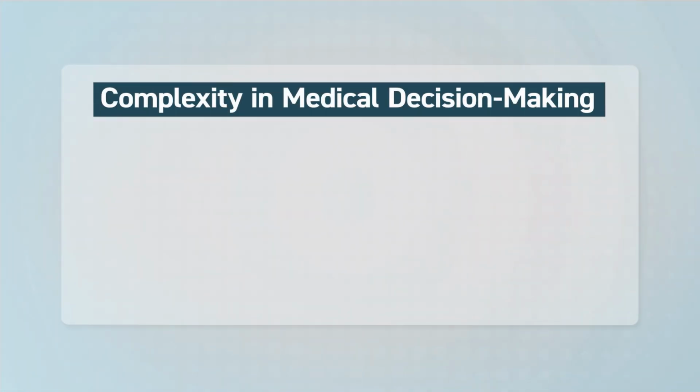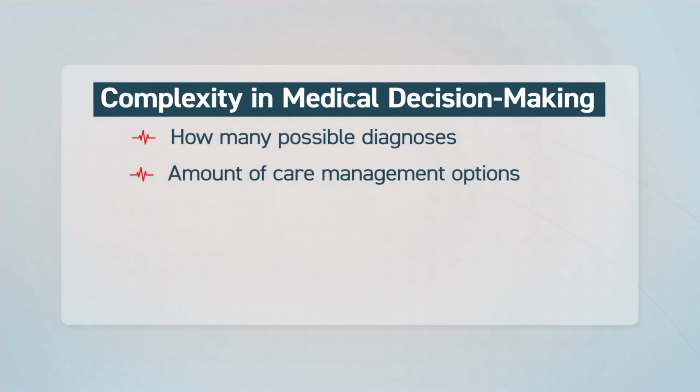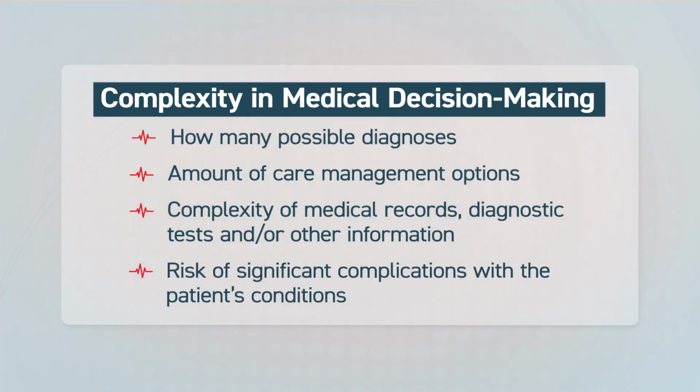There are two CPT codes for Transitional Care Management, determined by the complexity of medical decision-making. Only one code can be billed per patient in each program based on complexity. So what exactly goes into determining the complexity in medical decision-making? Complexity can be determined by how many possible diagnoses and/or the amount of care management options needed to be considered, the complexity of medical records, tests, and other information that needs to be acquired and analyzed, or the risk of significant complications with the patient's condition.